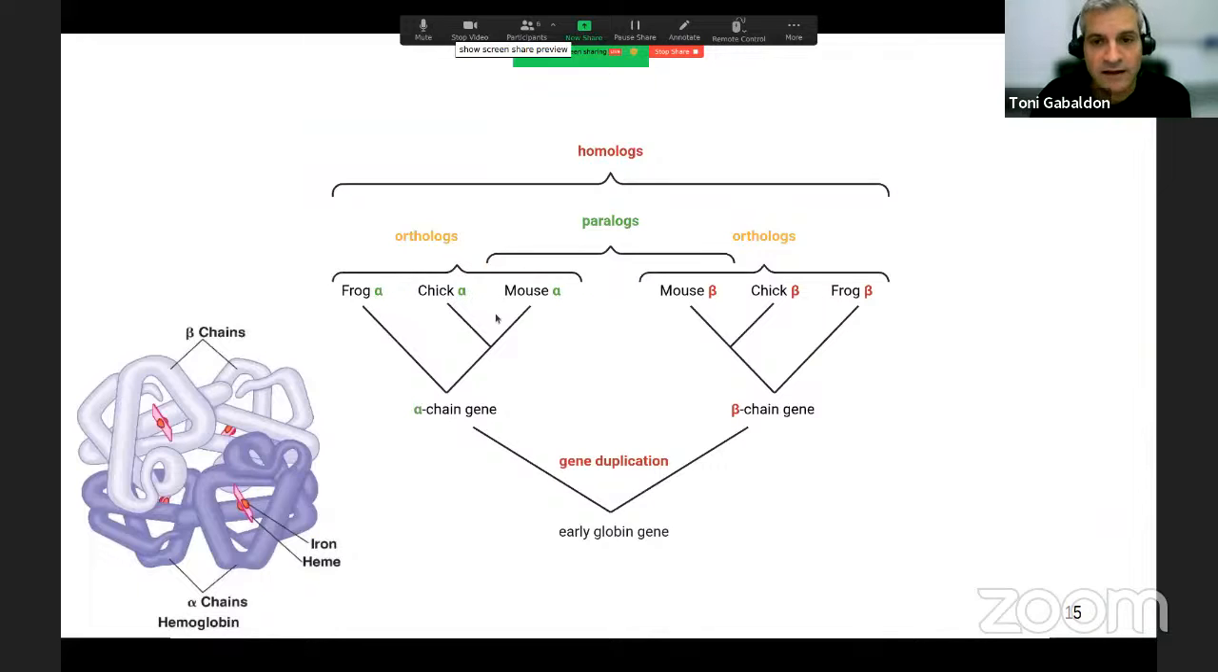We will call all alphas orthologous to each other: the alpha chain in the frog is orthologous to the alpha chain in the chicken, and all alphas are paralogous to all betas. This means the alpha chain in the frog is, of course, paralogous to the beta chain in the frog, but also paralogous to the beta chain in the mouse. This is relevant because it also relates to slight functional differences and properties of these two chains. But that's a simple example, just one duplication followed by speciations.